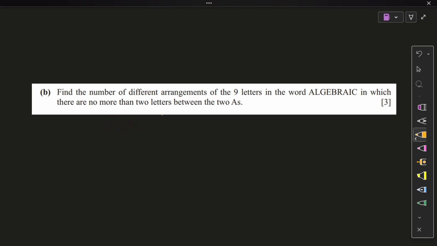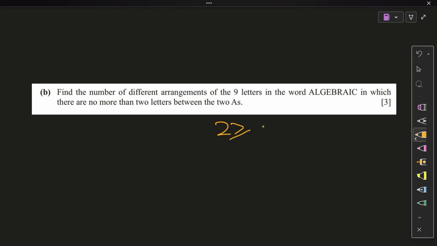Now what does no more than 2 mean? No more than 2 means greater than equal to 2, right? That would mean no more than 2, because we can have one letter between the two A's, we can have zero letters between the two A's, we can have 2 letters between the two A's, but not more than 2, right? That's satisfied. So no more will resonate to greater than equal to.